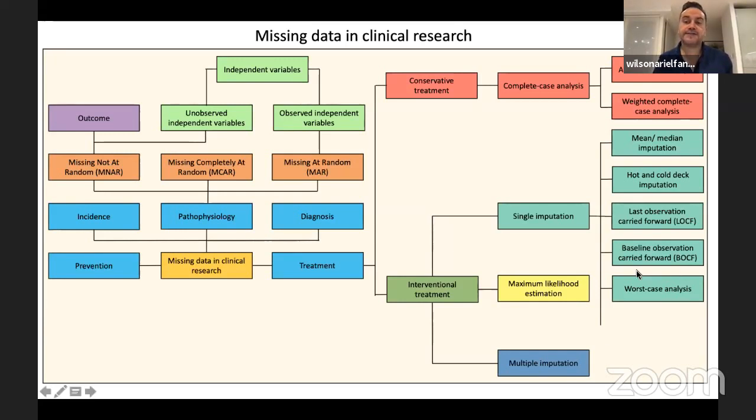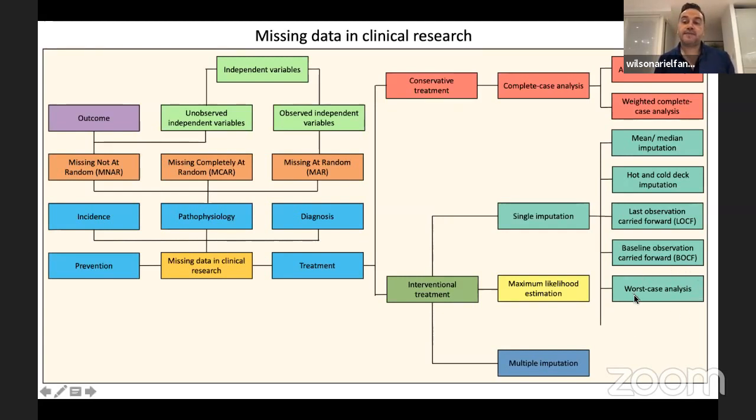The worst case analysis, this is an example in terms of the pain scores. Let's imagine that you miss a pain score for a given patient, so you just give 10/10 in the worst case, assuming that the patient had the worst pain and the medication didn't help. So this is the worst case analysis.